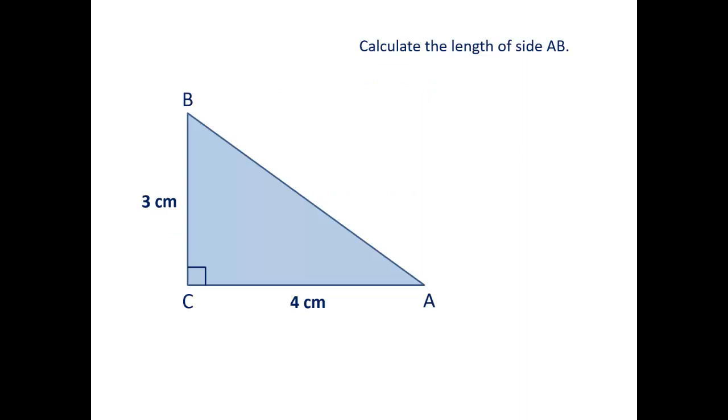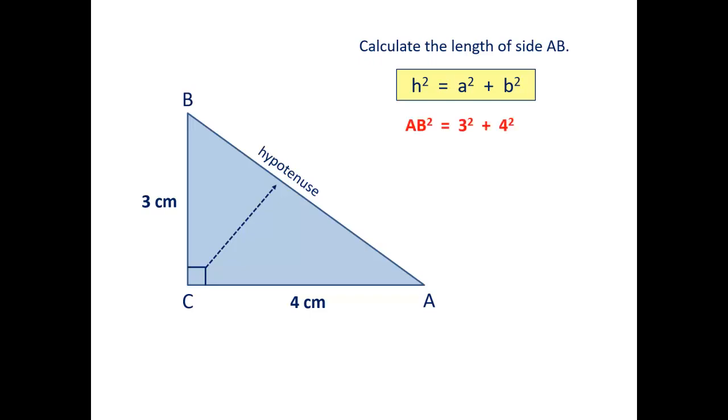Here's our first one. Now it says there, calculate the length of side AB. First thing, we've got to make sure we know which is the hypotenuse. So there's the right angle pointing to the hypotenuse. Now let's write down Pythagoras' theorem, h squared equals a squared plus b squared. Now h is for the hypotenuse, and notice h squared is on its own in the formula. So the hypotenuse goes on its own in the formula. So the hypotenuse we don't know, it's called AB. So AB squared equals, and the other two sides are 3, and we're going to square that, and 4, we're going to square that. So AB squared equals 3 squared plus 4 squared.